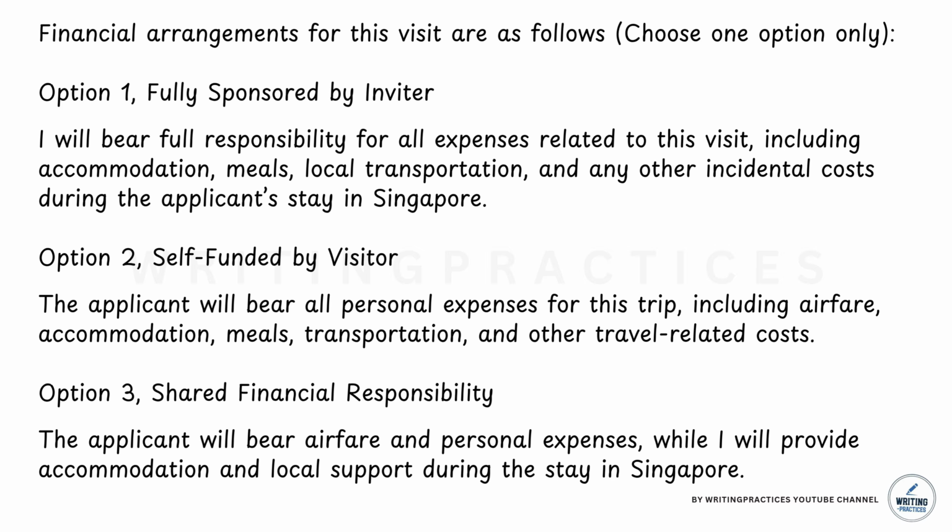Option 3, shared financial responsibility. The applicant will bear airfare and personal expenses, while I will provide accommodation and local support during the stay in Singapore. Choose this if costs are divided. This option is useful when both parties are contributing. The financial section is extremely important because immigration authorities assess whether the visitor can realistically support the trip. Incomplete financial information can weaken the application.